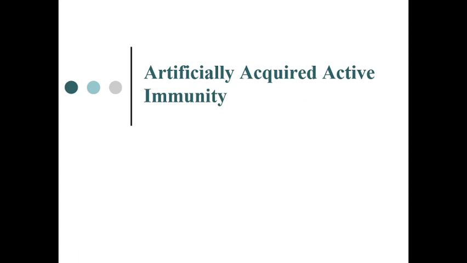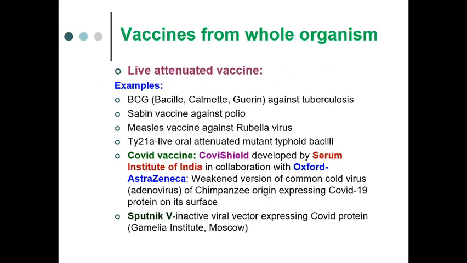In the previous lecture, in artificially acquired active immunity, I had stopped at killed vaccines. Now, continuing the discussion on artificially acquired immunity, I will take up live attenuated vaccines, which are different from killed vaccines.